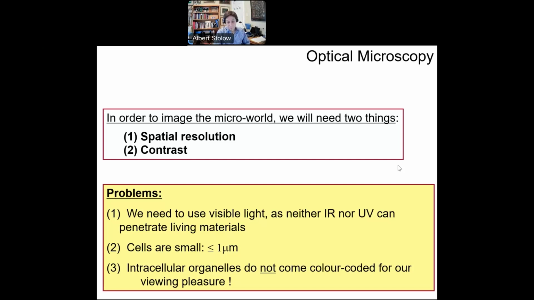Cells are small, and we need to be able to see things on the order of a micron or less in order to see inside a cell. And here's the problem I want to discuss with you today. Unfortunately, the intracellular organelles do not come color-coded for our viewing pleasure. They're not colored, and color is what we call contrast in the visible. So that's a problem.